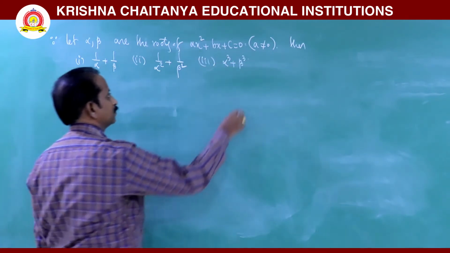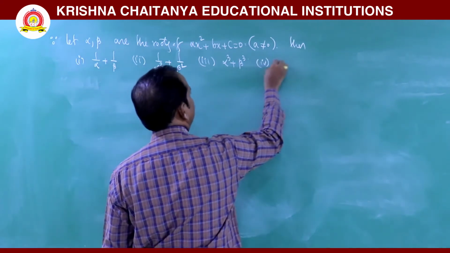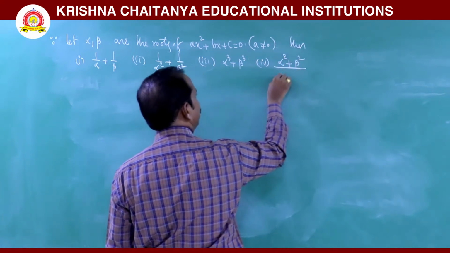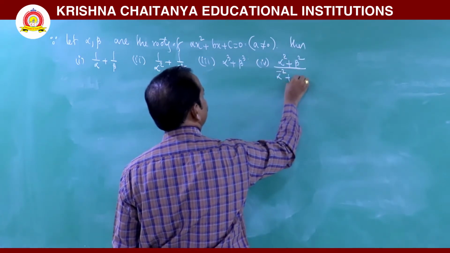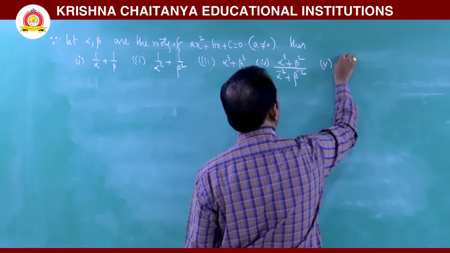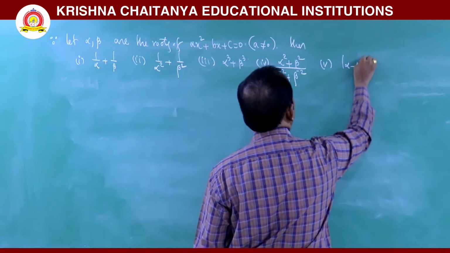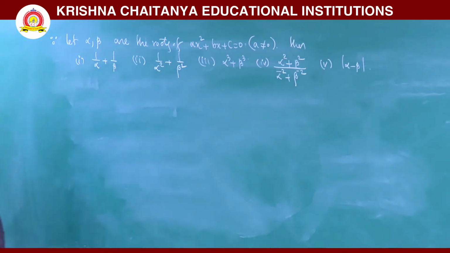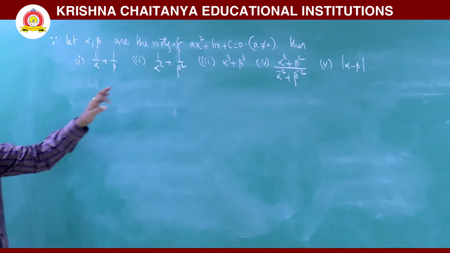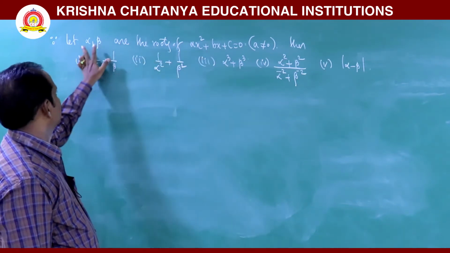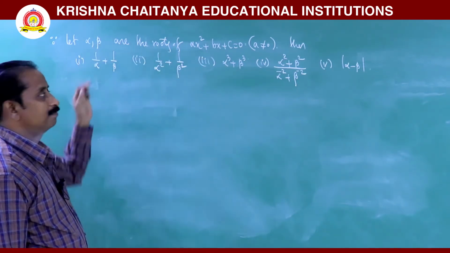Sub question 4, nothing but alpha square plus beta square divided by alpha power minus 2 plus beta power minus 2. Sub question 5, modulus of alpha minus beta. Now we discuss these 5 sub questions using given data. What is data? A quadratic equation is given. For the quadratic equation, roots are nothing but alpha and beta.